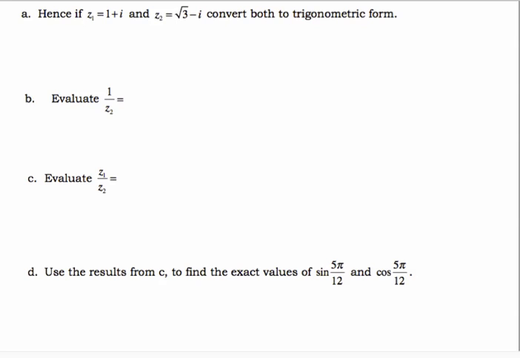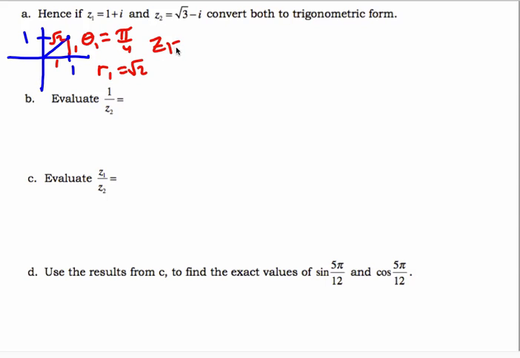Okay, next we're going to put these numbers into trigonometric form. So let's look at Z1 first. So Z1 is right here, 1 in the real direction and 1 in the imaginary direction. So that's like a 45-degree angle. So the argument here is pi over 4. And this is like a 1, 1, root 2 triangle. So the modulus is root 2. So Z1 equals root 2 cis pi over 4.